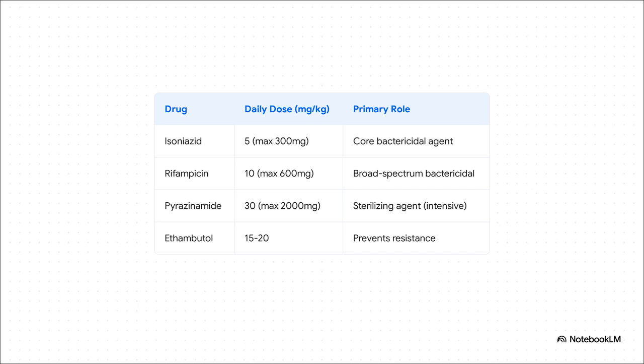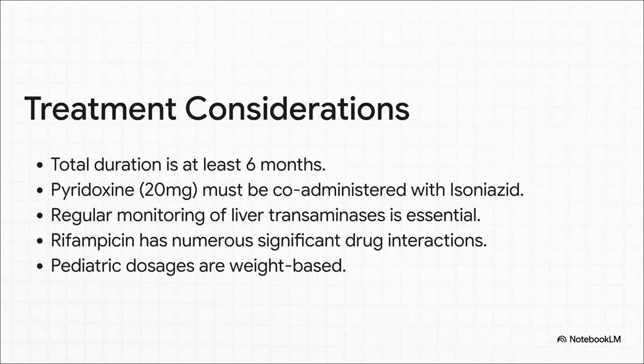And finally, you have ethambutol, who's basically on guard duty, preventing any resistant mutants from popping up. It's this combined, multi-pronged attack that makes the 6-month treatment so effective. But it's so much more than just taking pills. First, the duration. 6 months is a long time, so adherence is a huge challenge.